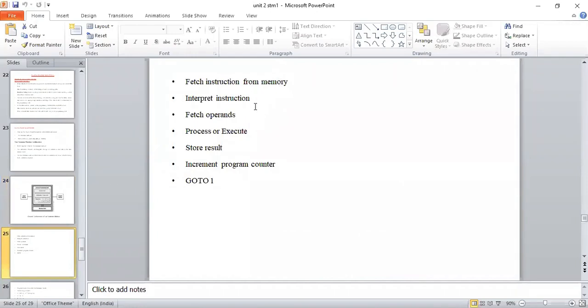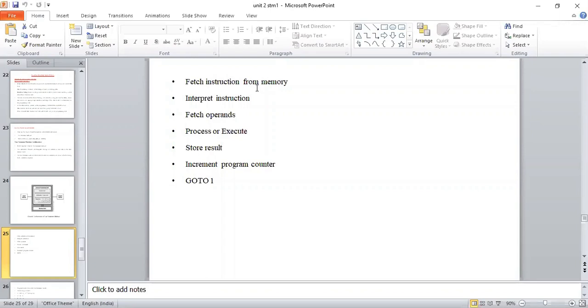Then it goes for interpreting the instruction. Interpret instruction means it will check which execution has to be done in this instruction. For example, we are doing A plus B. The value of A has to be taken first, and it has to be added to the B operand. That interpretation will be done in the interpret instruction step. Next, after interpretation, it will fetch operands. What are the operands involved in the instruction? That will be fetched in the third point, fetch operand.